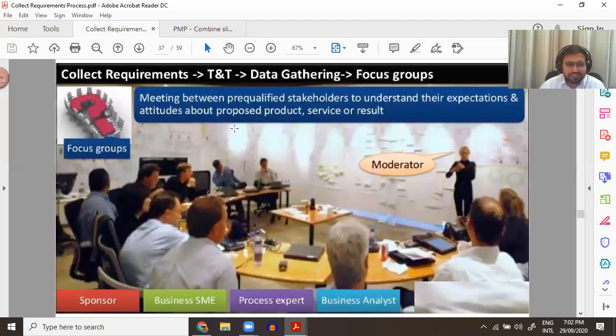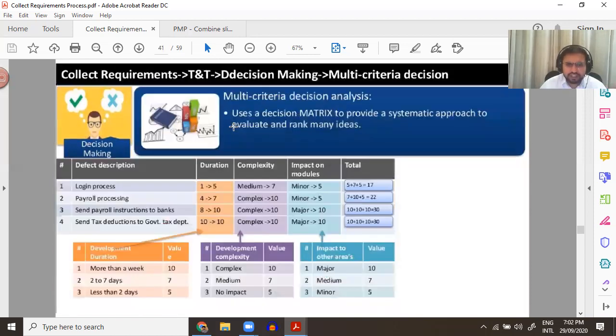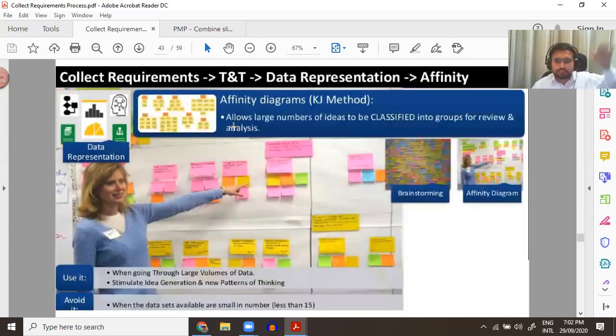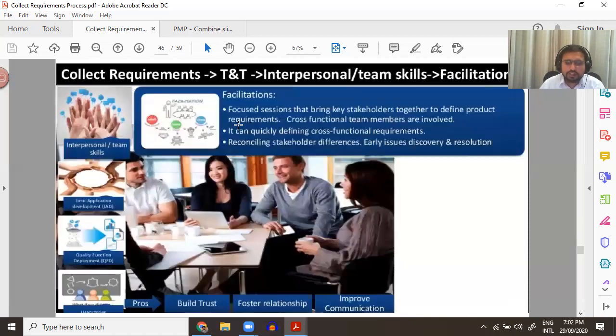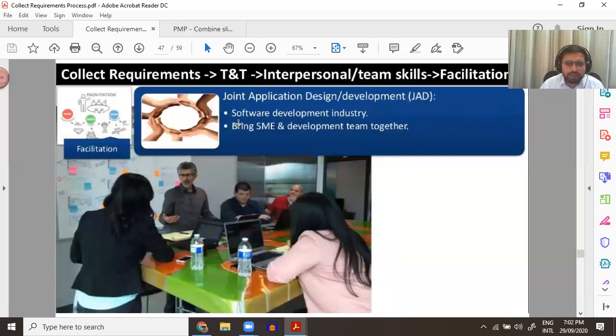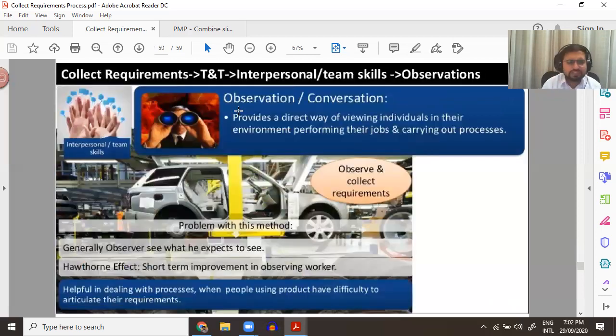Focus group, pre-selected stakeholders are led by trained moderators. You analyze the data. You do decision making on voting. Voting can be unanimity, majority, plurality, autocratic decision making, whatever the criteria you have. Then from the brainstorming, you have all the ideas. You classify those ideas in the form of an affinity diagram. You can make a mind map of those. Then we have facilitation, joint application development, quality function deployment, user stories. All these are facilitation techniques.